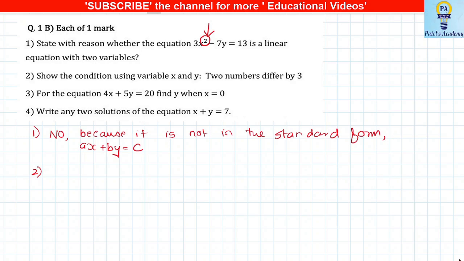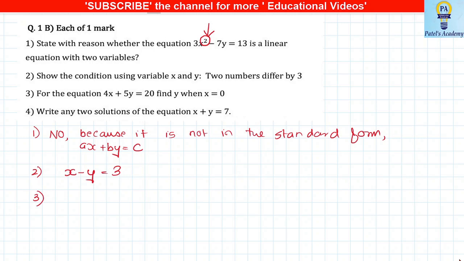Okay, next, show the condition using variable x and y. Two numbers differ by 3. Okay, so differ means minus, so x minus y equal to 3. Okay, the difference is of 3.